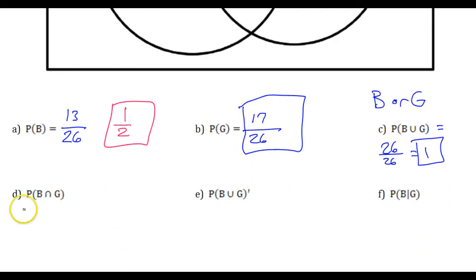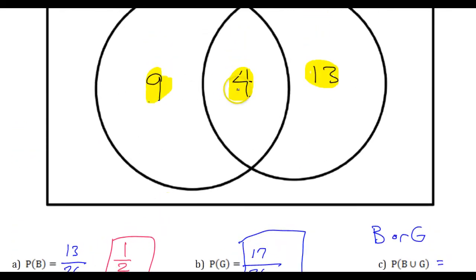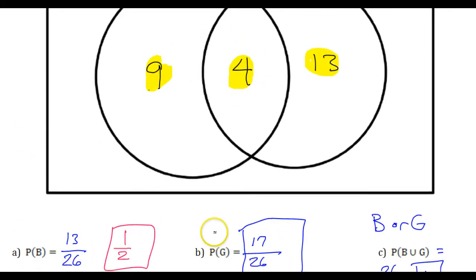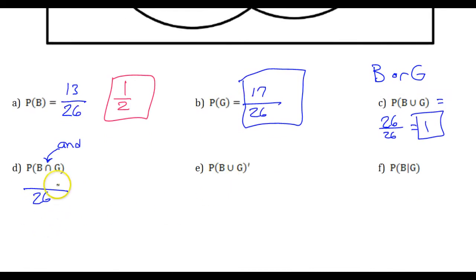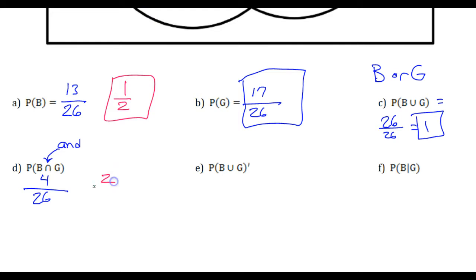The probability of having a boy and a girl, that's what this is saying. Well, that's going to be your overlapping part. Target over total though, so I'm dividing by 26. But there are 4 parents that have a boy and a girl. So 4 out of 26. This reduces down to 2 out of 13.